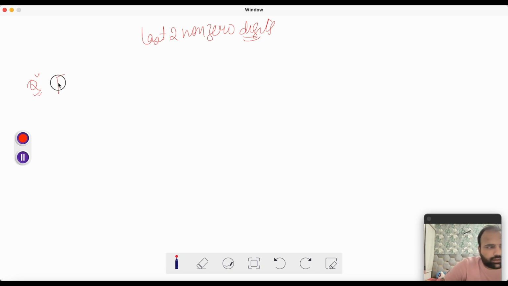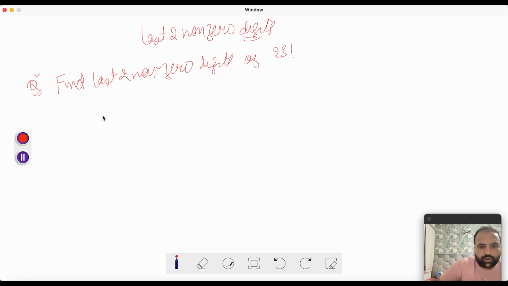So we were doing, find the last two non-zero digits of, let's say, 23 factorial. What have we learned as of now? For 23 factorial, we have to break it into what format? 5a + b, where a is our quotient and b is our remainder.